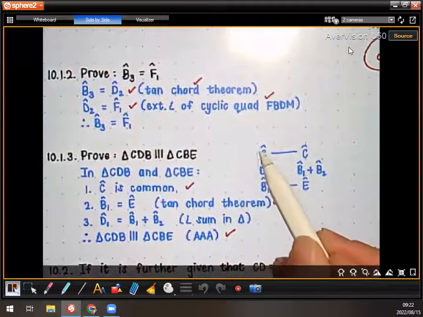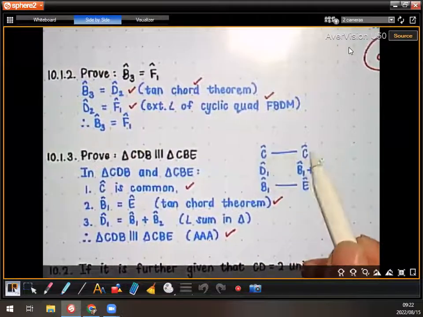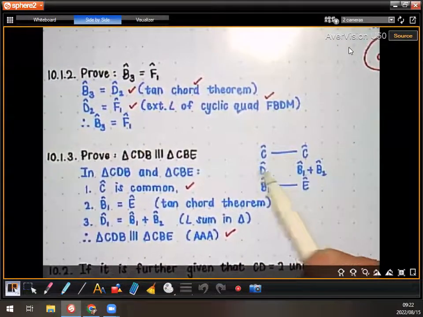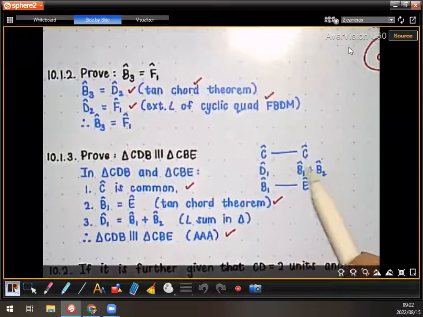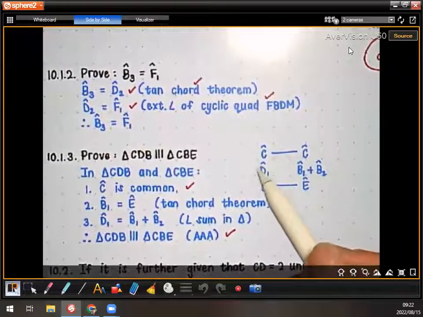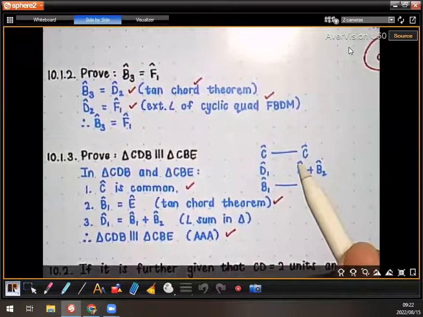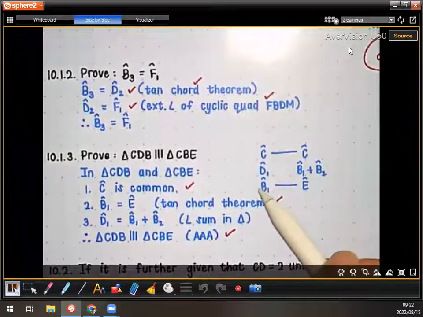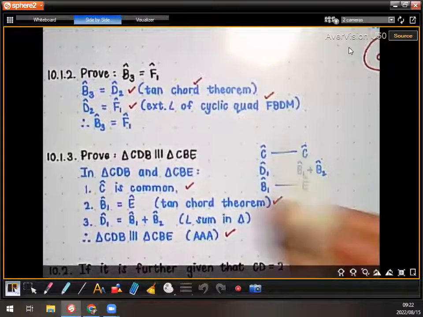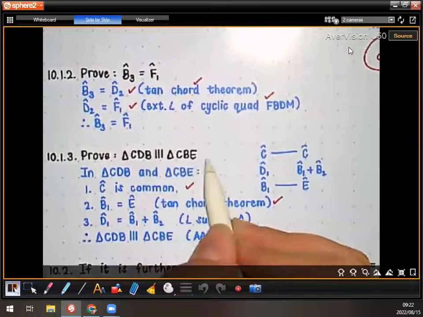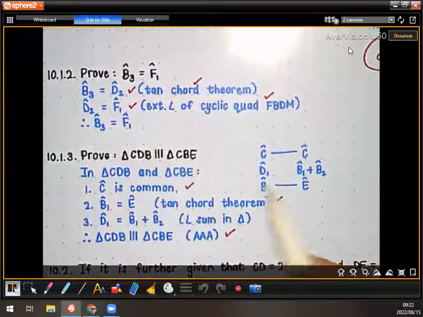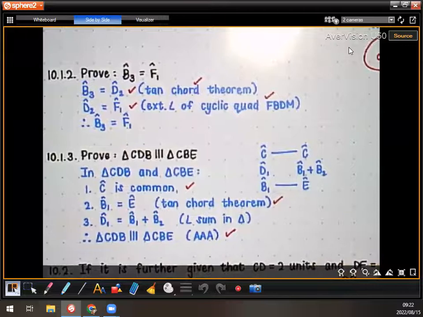Because now I know obviously C will have to be equal to C. That was a common angle. But now you know you need to try and figure out, is there a way to prove that D1 is going to be equal to that angle? Or that B1 is going to be equal to E? Because this has to be the order. That's the order that they gave us. So both angles would have to be equal to that. Sometimes it will be easier than other times.